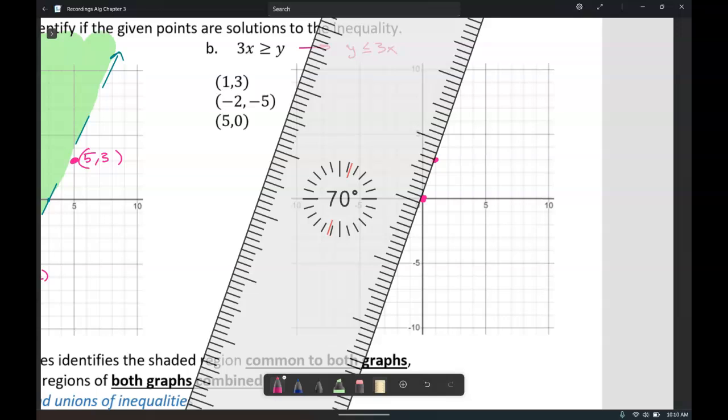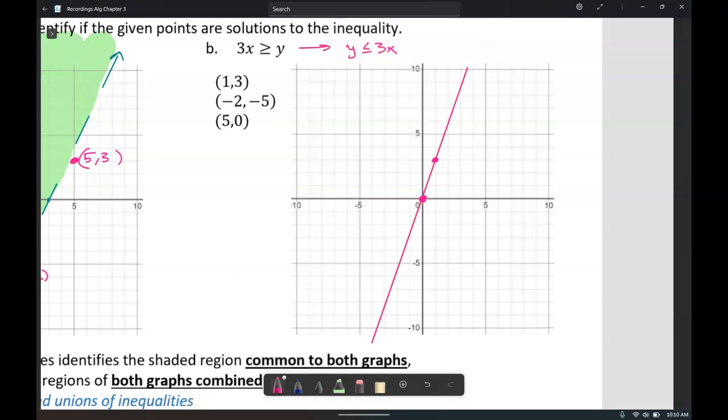Because y is less than or equal to, we use a solid boundary line. Therefore, any point that is on that line will be a solution to our inequality. Then we need to consider the shading. Y is less than 3x, so we shade below.